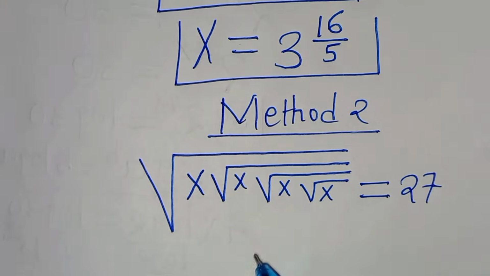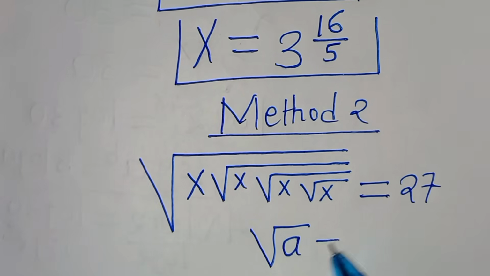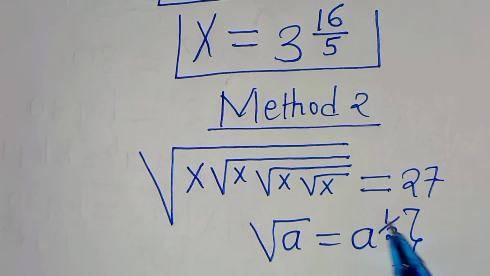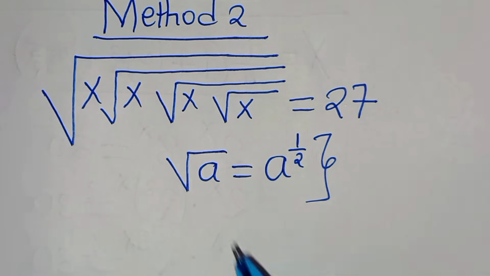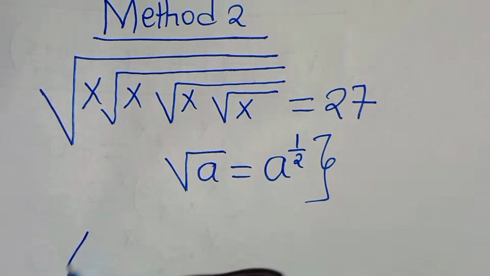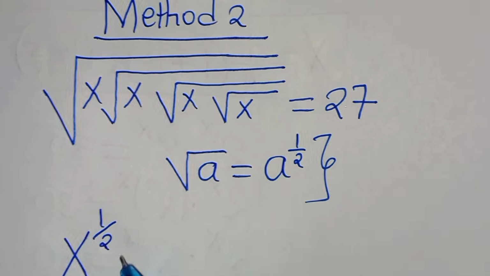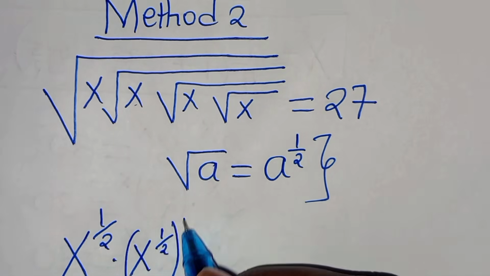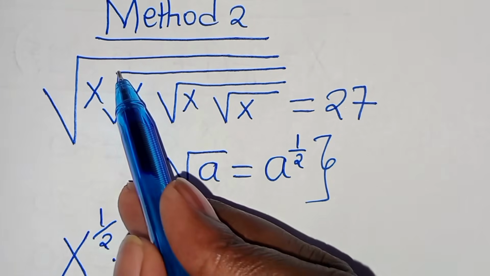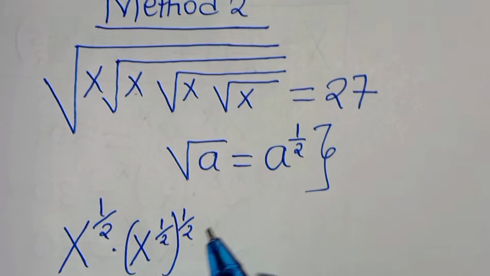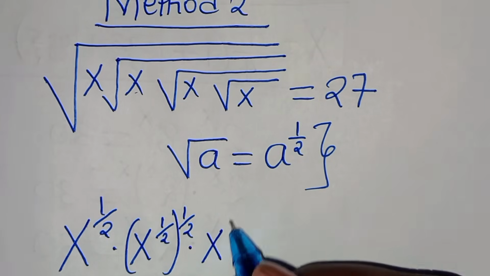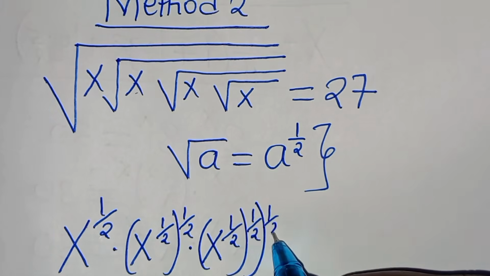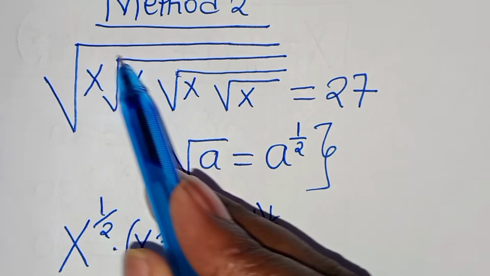Now, we have that the square root of a is the same thing as a raised to the power of a half. Now, let's apply this property here. Applying this property, we have x raised to the power of a half, then multiplying by x raised to the power of a half, then raised to the power of a half. This x is under 2 square root signs. That's why we have a half raised to the power of a half. Then times x raised to the power of a half, raised to the power of a half, then raised to the power of a half. This x is under 3 square root signs.